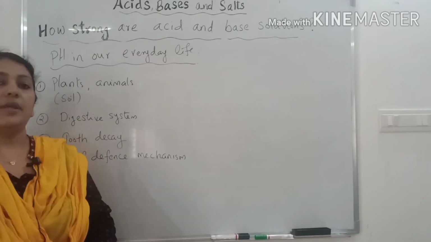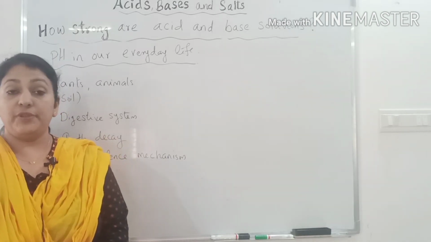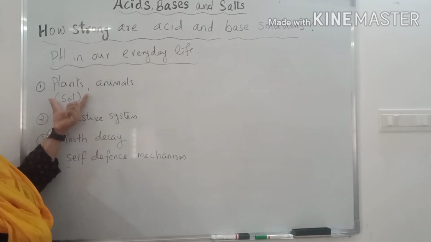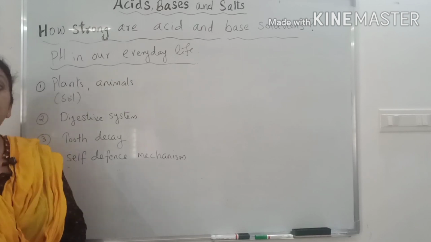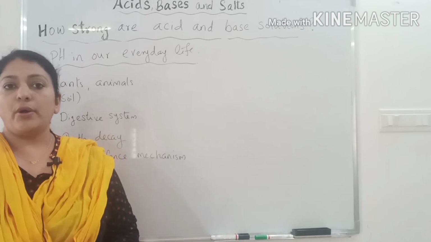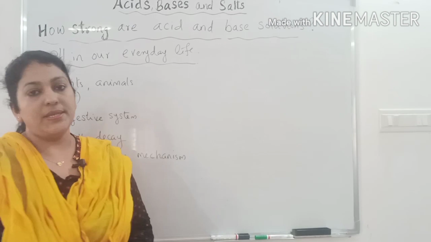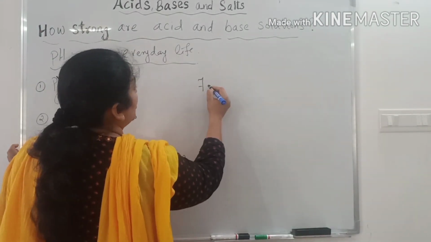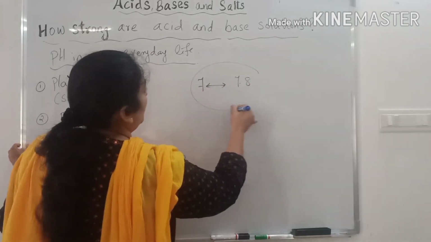Okay. Now let's check what is the importance of pH in our everyday life. I have written some points on the board. First one is the importance of pH in plants and animals. You know that for human beings, our body metabolism works in a very narrow range of pH, almost neutral. Our body functions in the range of pH 7 to 7.8, isn't it?